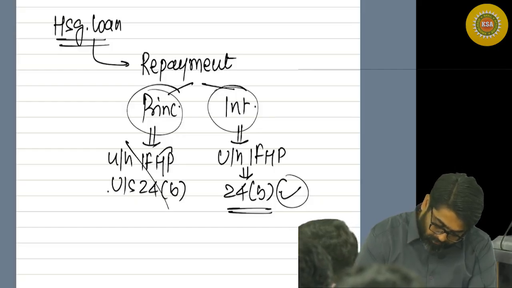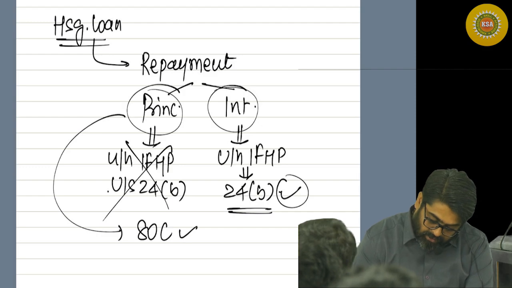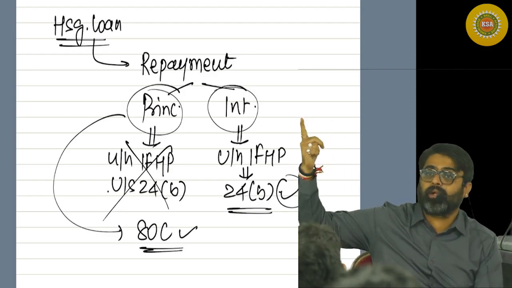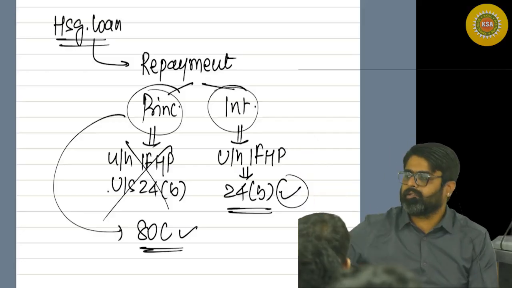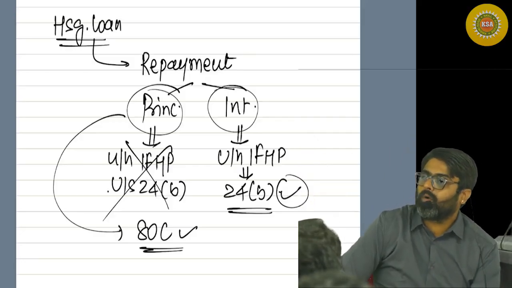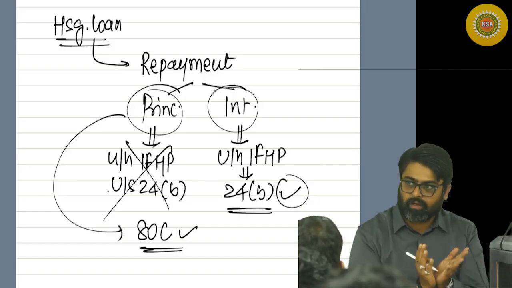Can you claim it? No. But remember, this principal can be allowed as a deduction under section 80C from your GTI subject to certain conditions that we'll check later on. Hello, sir? Yes or no? So what about the principal payment? Principal, you will claim it as a deduction while calculating your house property income?